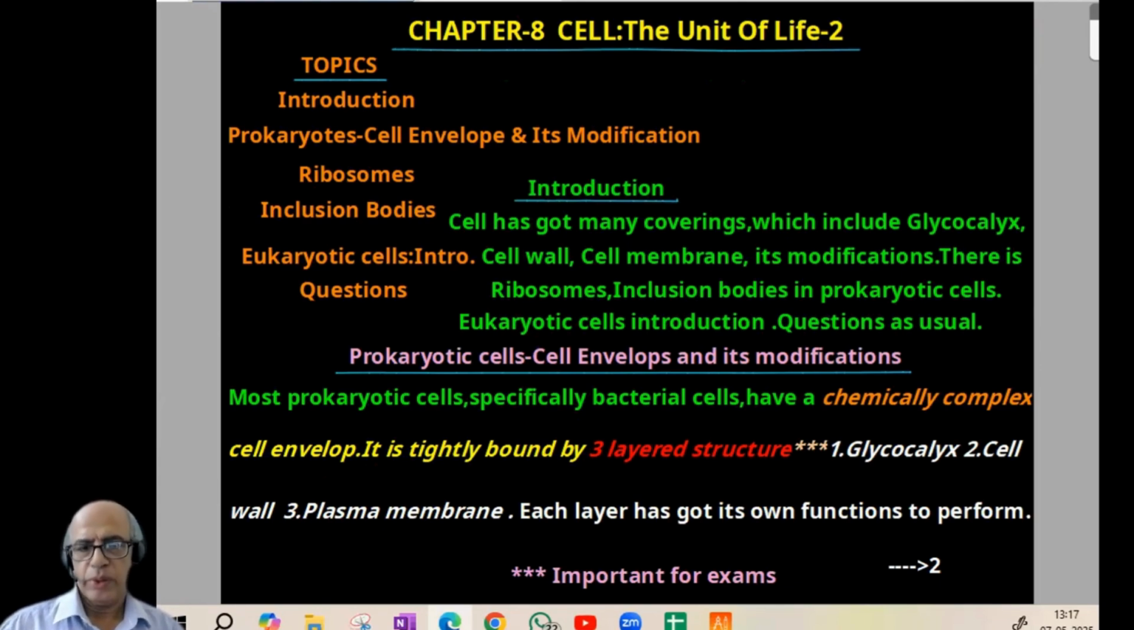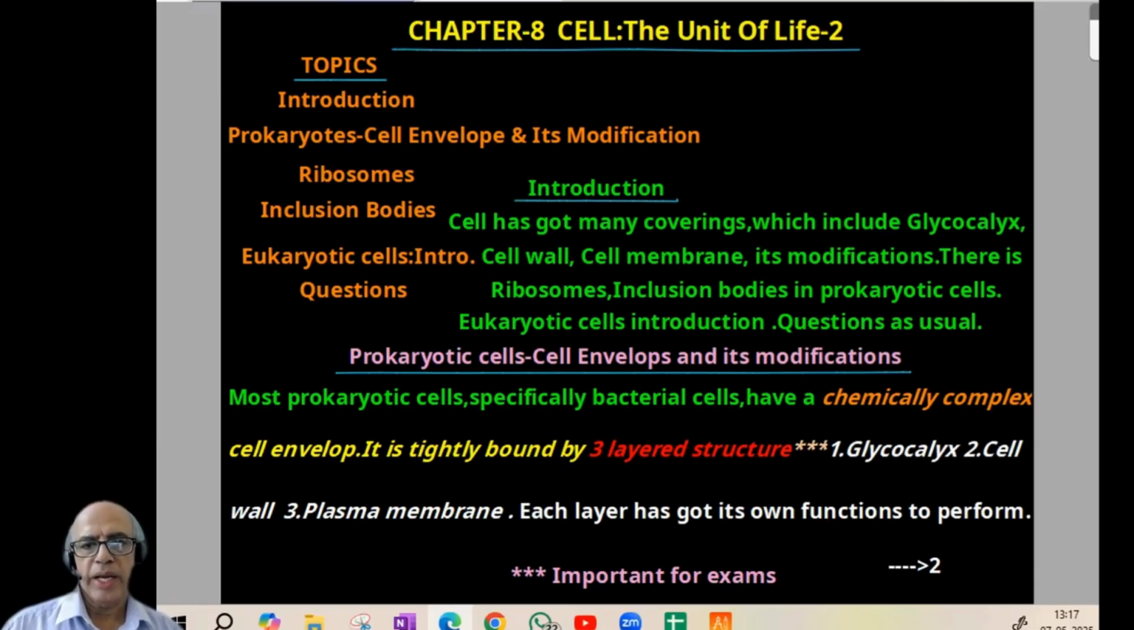As a totality: introduction, prokaryotic cell, envelope and its modification, ribosome, inclusion body, eukaryotic cells, introduction, questions. In the introduction, we just entered into the topic. What all things we'll be learning, like glycocalyx, cell wall, cell membrane modification, ribosome, etc. Then cell envelope and its modification. Most prokaryotic cells, specifically bacterial cells, have a chemically complex cell envelope. It is tightly bound as a three-layered structure, important: glycocalyx, cell wall, plasma membrane.